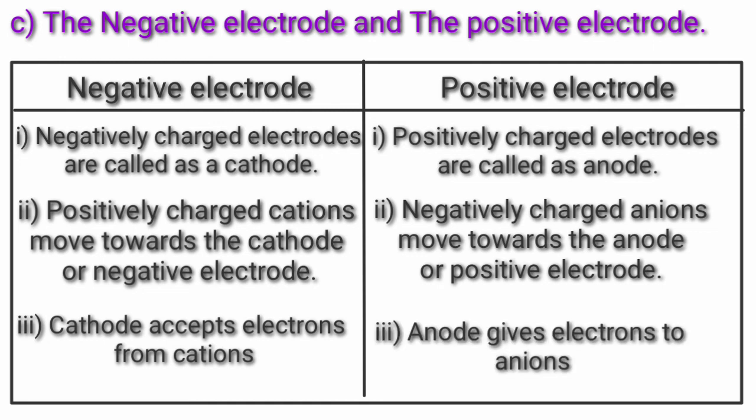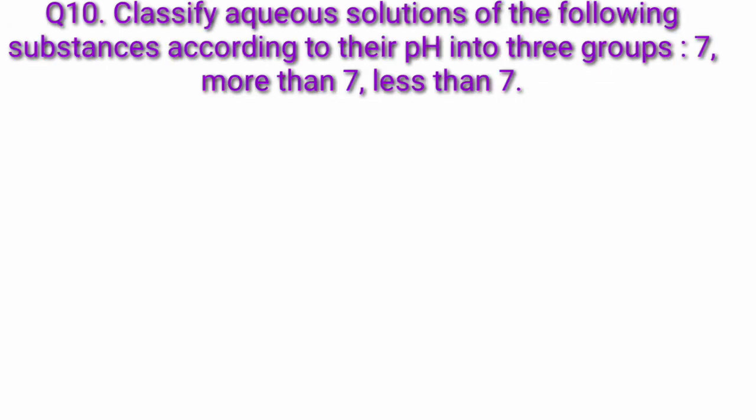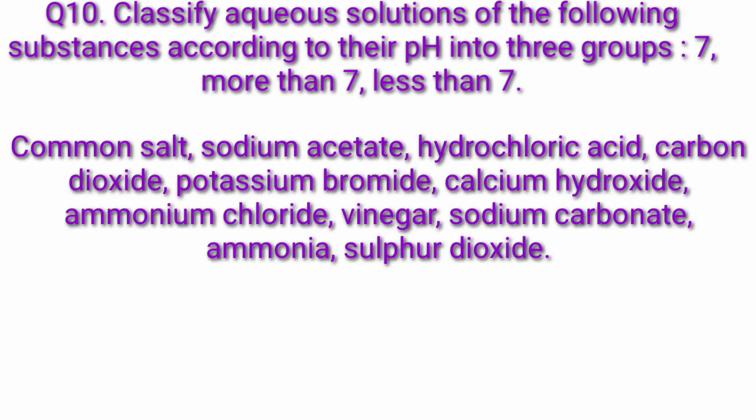Question number 10. Classify aqueous solutions of the following substances according to their pH into three groups: 7, more than 7, less than 7. Common salt, sodium acetate, hydrochloric acid, carbon dioxide, potassium bromide, calcium hydroxide, ammonium chloride, vinegar, sodium carbonate, ammonia, sulfur dioxide.